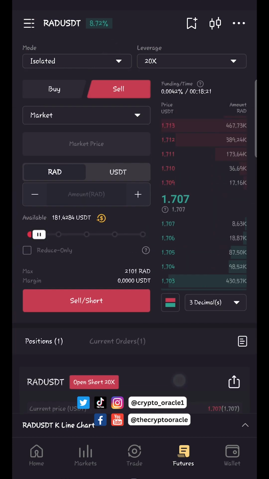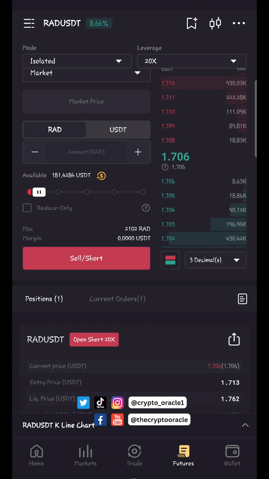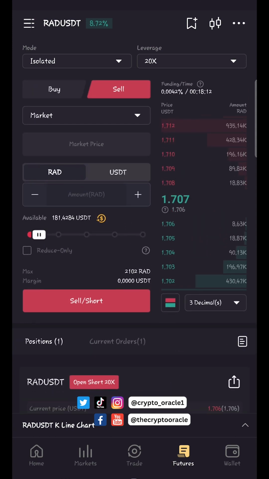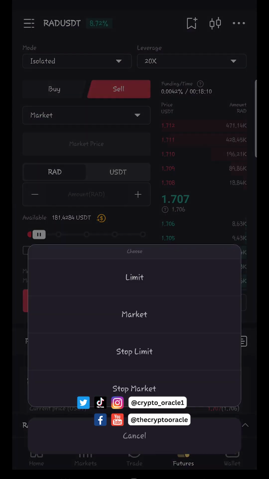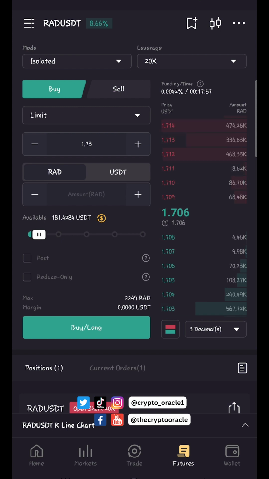So now if the trade is limit, it means the trade will not open immediately. That is limit. So if this trade were to be a limit order, you change from market to limit. Limit means when this token gets to this price, you either buy or sell. So maybe when this token gets to 1.73, I want to buy, or when this token gets to 1.73, I want to sell. Buy means long, sell means short.